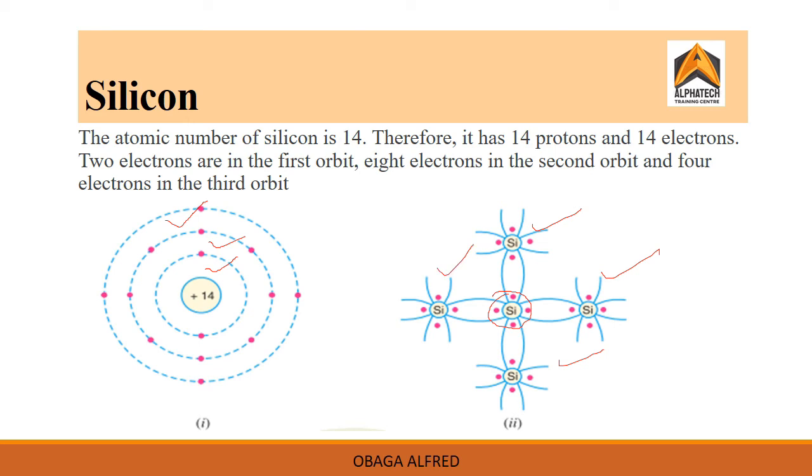Therefore, each one of them will contribute an electron, whereby the central atom will have 8 electrons in the outermost energy level revolving around the nucleus. So we'll have 4 bonds which will be formed. That is the first one, the second, the third, and the fourth. Like germanium, silicon atoms are also arranged in an orderly manner. Therefore, silicon has a crystalline structure.